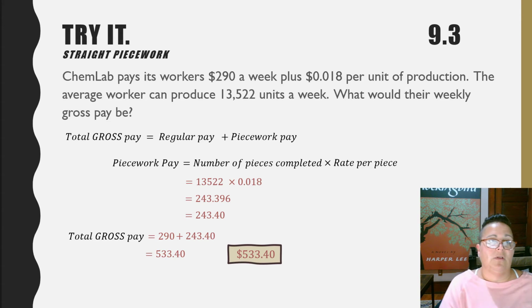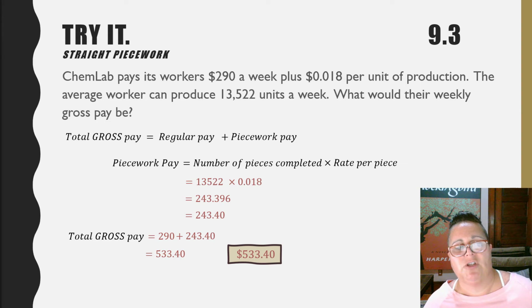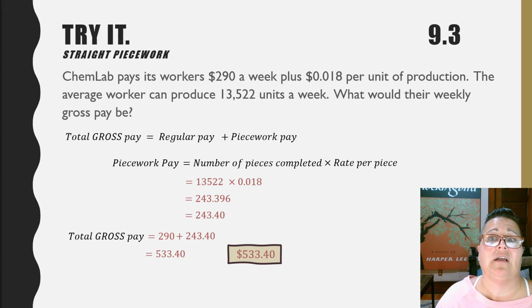$533.40. It's worth noting that this is over minimum wage, or over a minimum of $7.25 for 40 hours. So they're in the clear. If there's a difference in their piecework, their employer may have to make that up, like if they come up short because they weren't able to produce as much. But if that's the case, they're likely not going to keep a job there for very long.